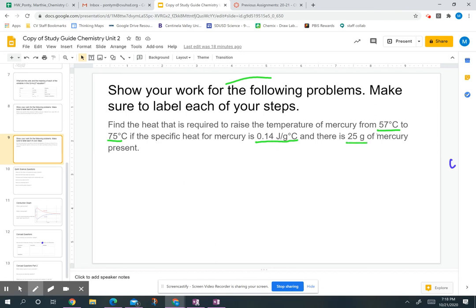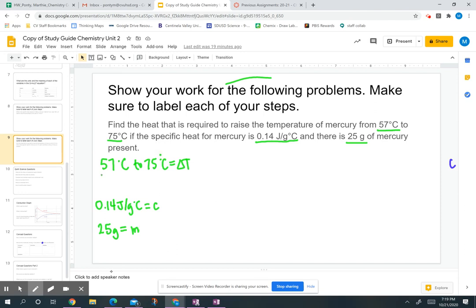So now that we are pulling out those amounts, we have 57 degrees Celsius to 75 degrees Celsius. And that is going to factor into our delta T. We also have our specific heat, which is 0.14 joules over grams degrees Celsius. And if I look at that unit, that is going to be equal to my C value. And then I have my 25 grams of mercury, and that is going to be equal to my M value. Right, so now the only thing I have to do is make sure that I calculate my delta T.